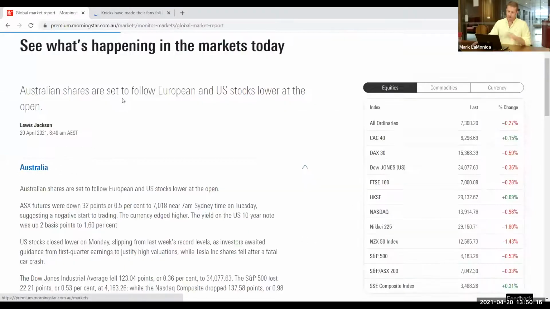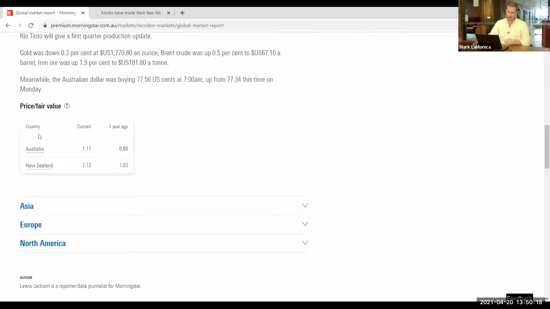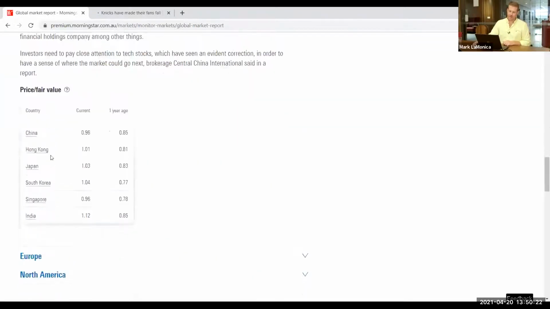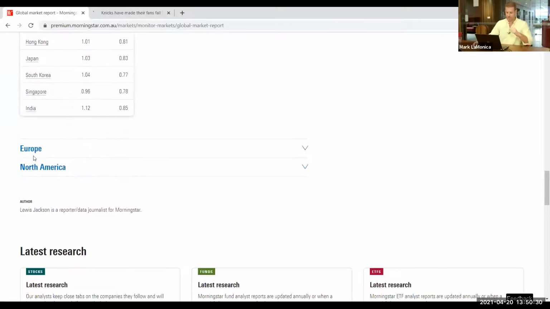So if you go into our monitor markets, this is probably the easiest way to do it. You see we have all these different countries. You're familiar with these two. Asia, you can see the coverage of all these. Simply clicking on one of these countries' names takes you to all the countries that we cover.